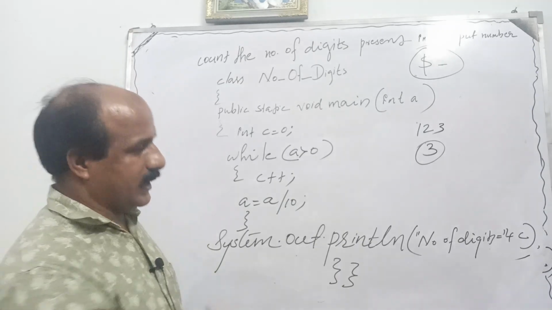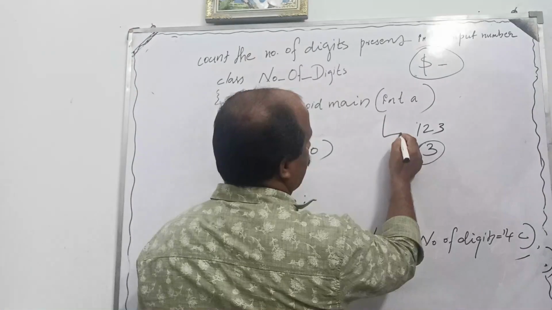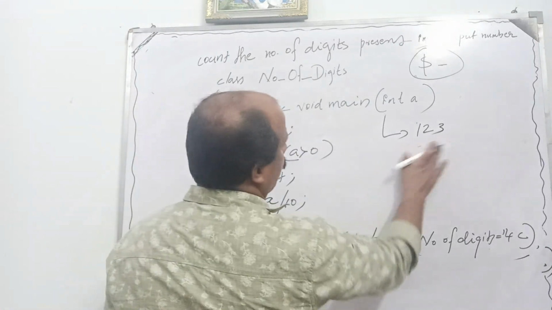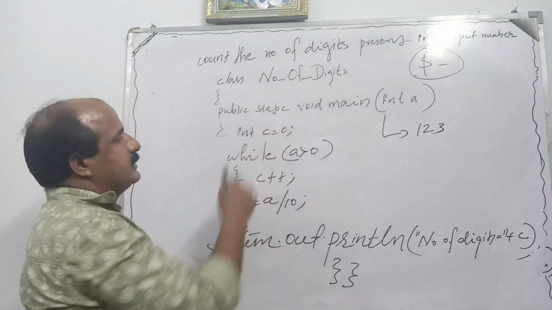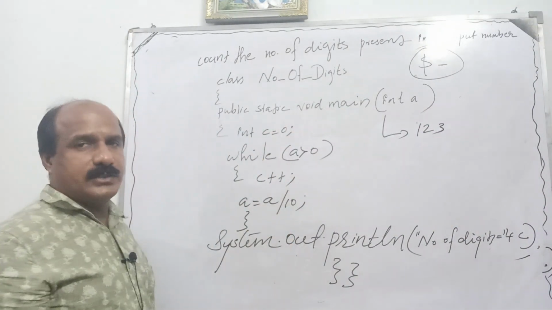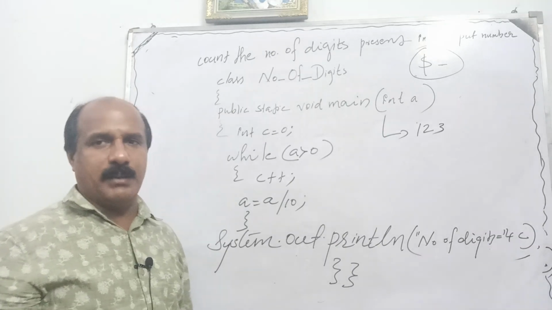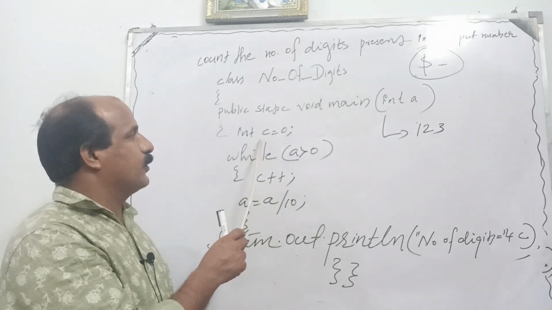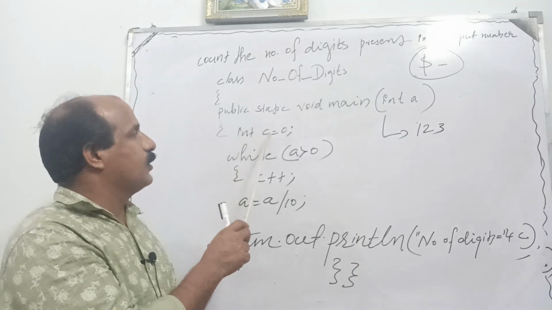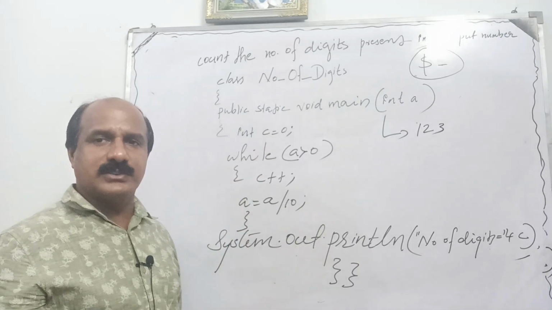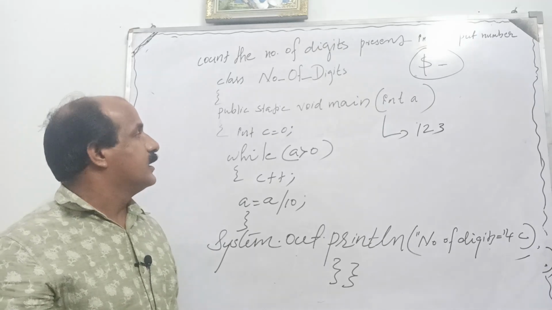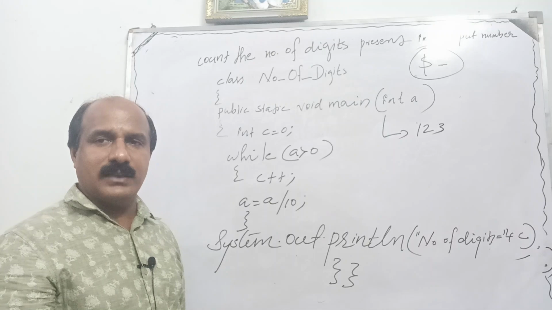So suppose a, you are getting the value as 123. So what is the value of a? 123. Now see, one variable I have initialized to 0. Initialization of variables is important in Java because local variables have to be initialized before their usage. So simply don't declare it here. You need to initialize. Initialize means giving basic values. So C will be initialized as 0.